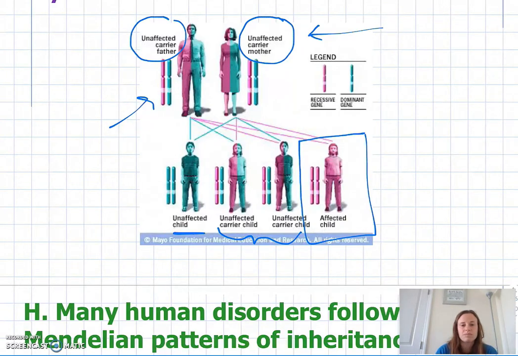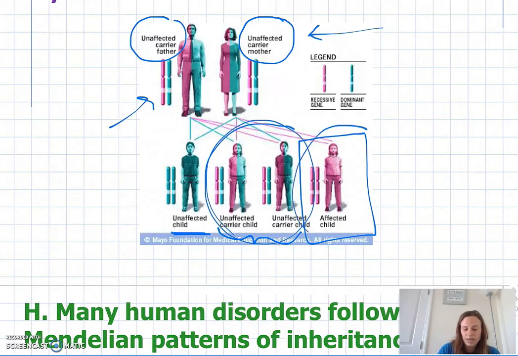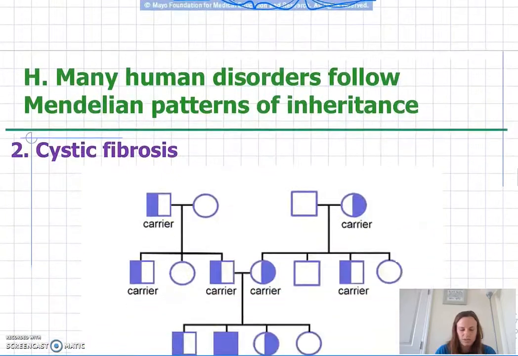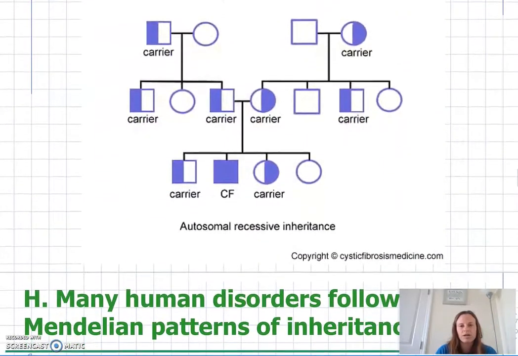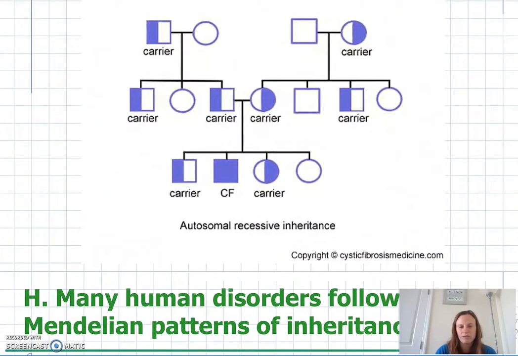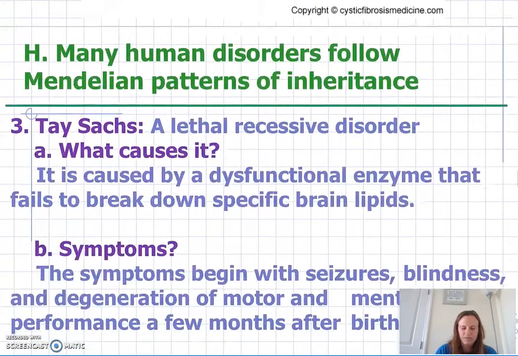Now, it is possible that every single one of their children are affected or unaffected. It is possible that every single one of their children are carriers. Or unfortunately, it is possible that every single one of their children could potentially have cystic fibrosis. This is what a pedigree chart of two carrier parents with cystic fibrosis looks like, or I should say two parents with the carrier allele for cystic fibrosis.